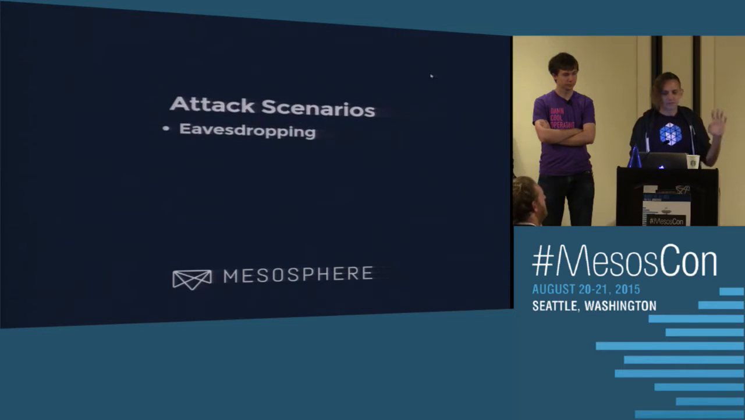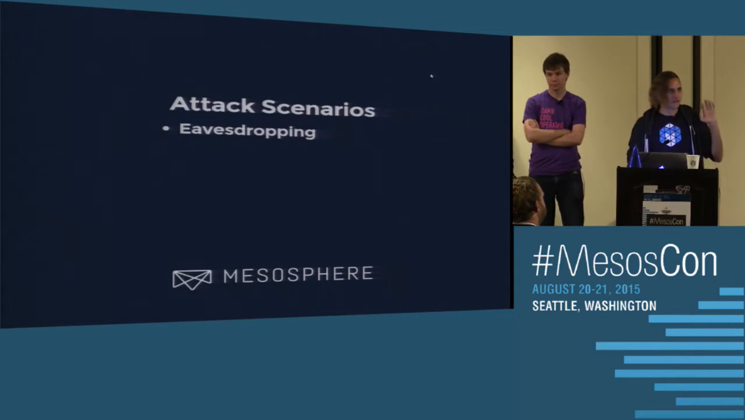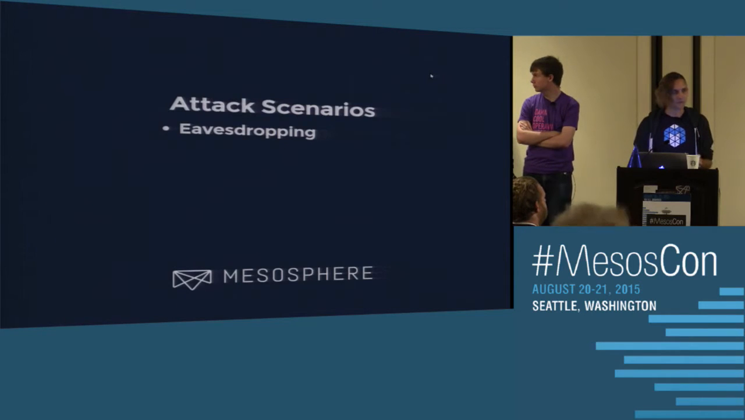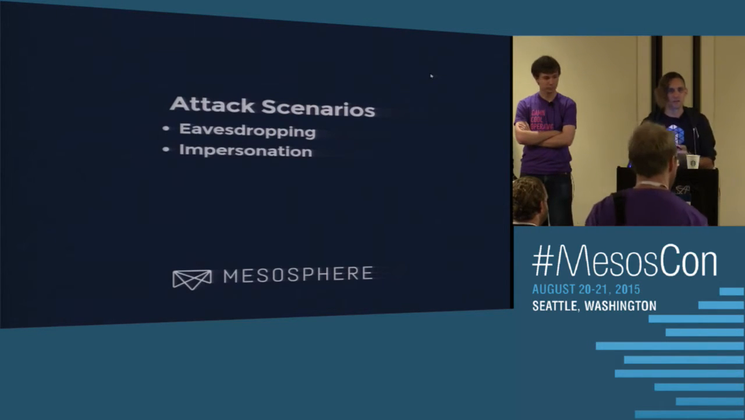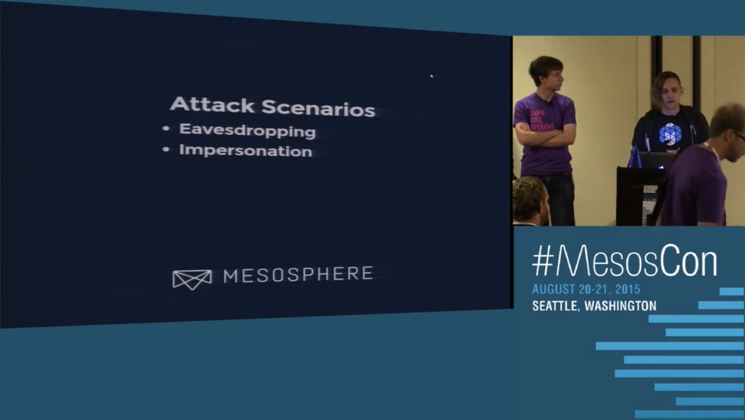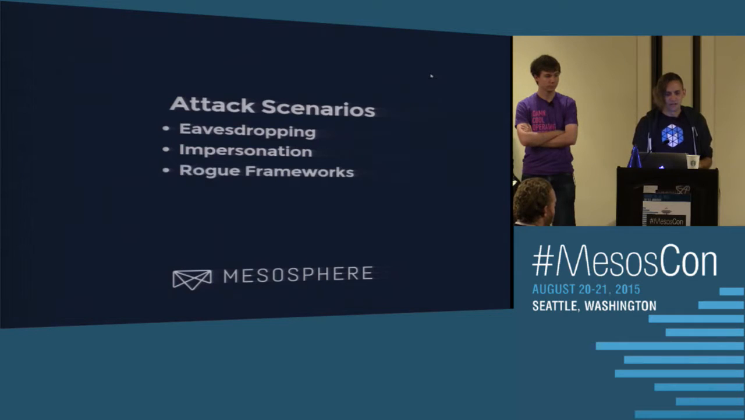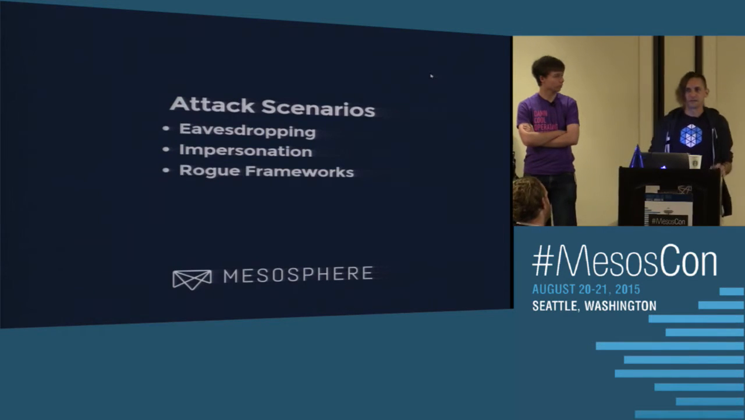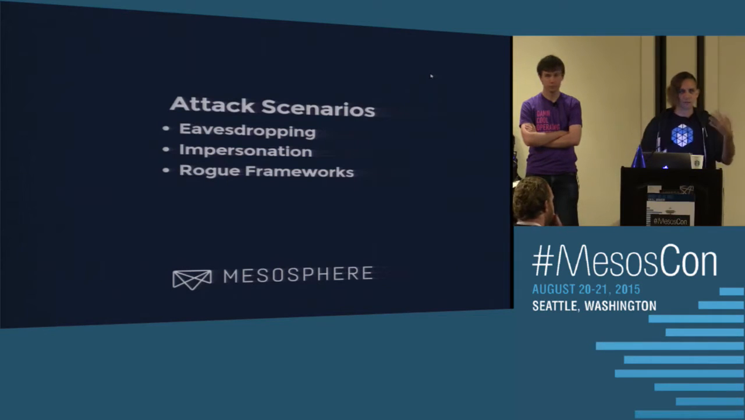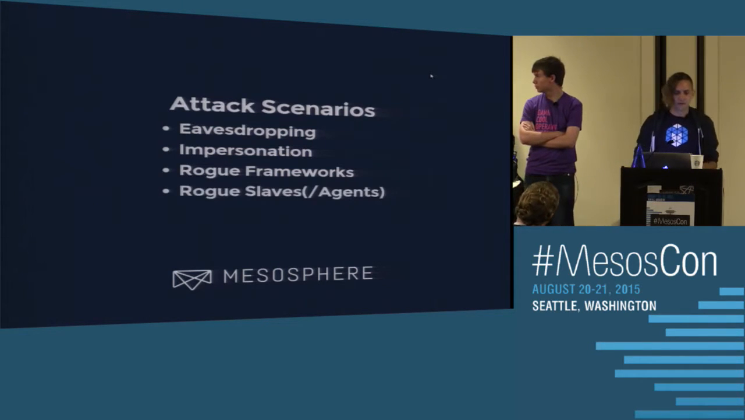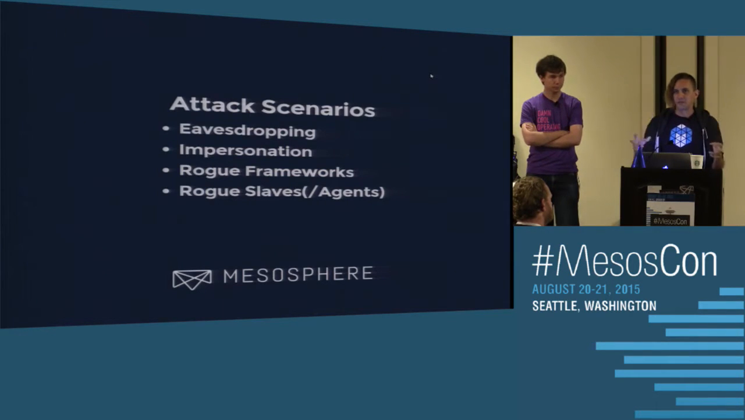There are a lot of different ways that attackers could eavesdrop on any of the communications coming through, and they could even impersonate a framework or an agent, or steal task infos, intercept things and change them. Forge communications. You could have rogue frameworks that join and start taking over your cluster resources, launch arbitrary tasks, malicious code. You could have rogue agents that start offering up their pretend resources and taking in your data and your tasks and hosing your system that way.